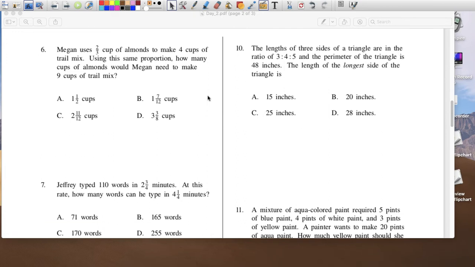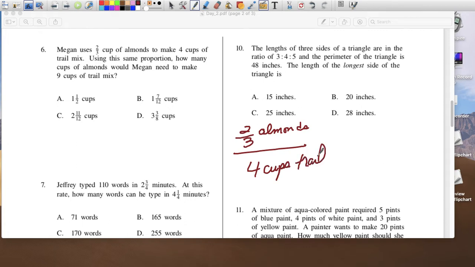Megan uses 2/3 cups of almonds for 4 cups of trail mix. So if I had to make 9 cups of trail mix, how many almonds would I need? I'm using a proportion. So again, find your multiplier. I'll write multiplier over here.